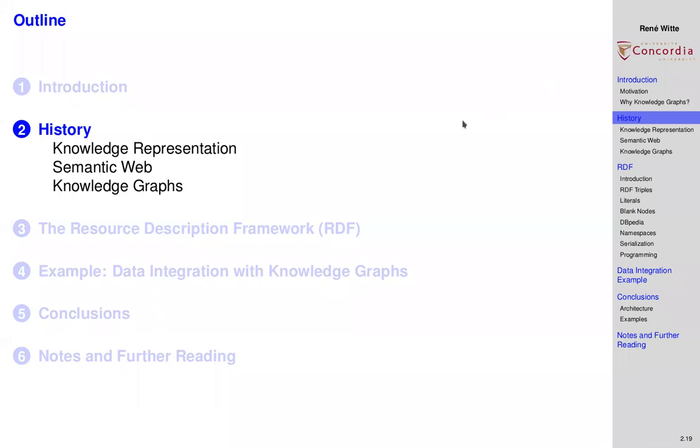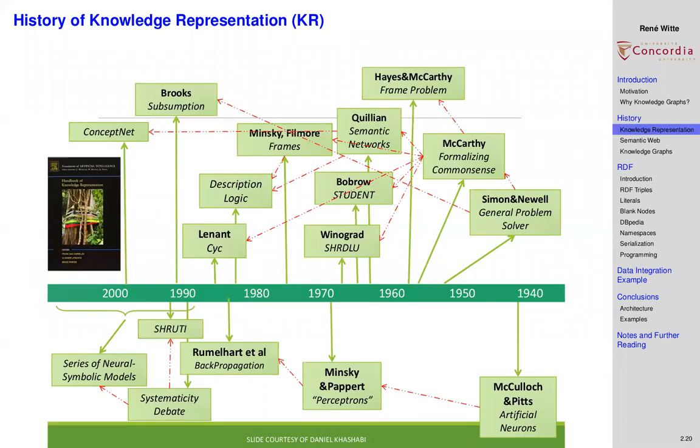Welcome back. So a quick history of knowledge graphs and knowledge representation in general. So in artificial intelligence, this is one of the subdisciplines, KR, knowledge representation, and it's as old as artificial intelligence itself. The general question is, how do you formalize knowledge? How do you represent knowledge in a system so that you can make use of it for an AI application?